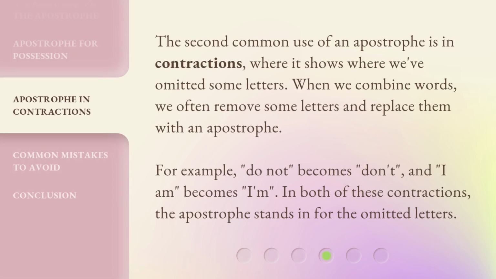The second common use of an apostrophe is in contractions, where it shows where we've omitted some letters. When we combine words, we often remove some letters and replace them with an apostrophe. For example, do not becomes don't, and I am becomes I'm. In both of these contractions, the apostrophe stands in for the omitted letters.